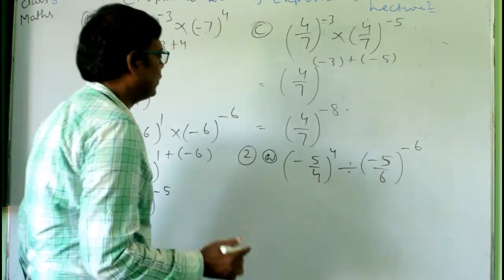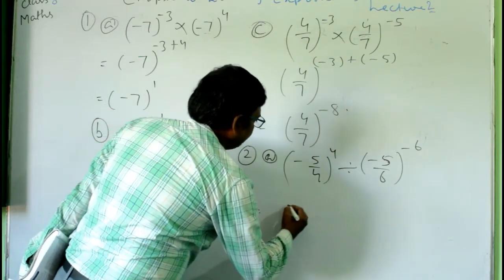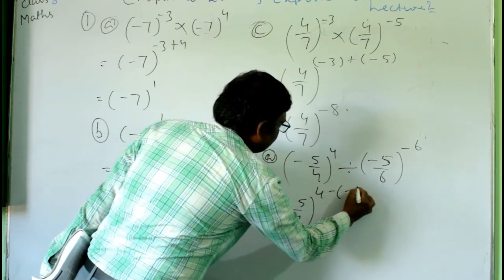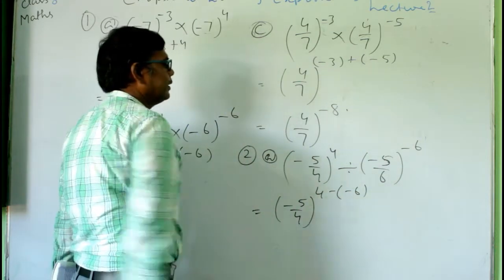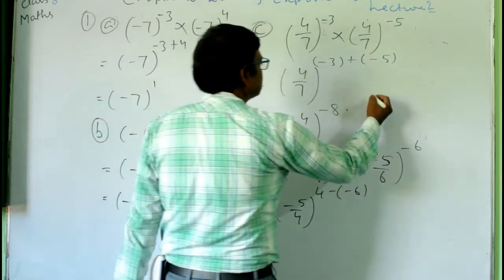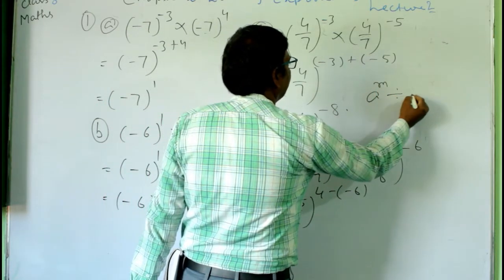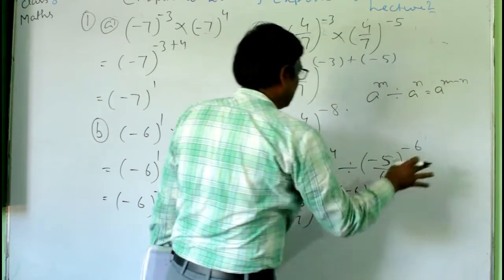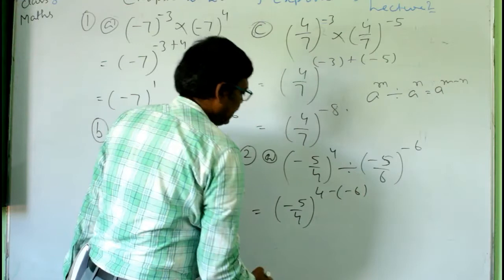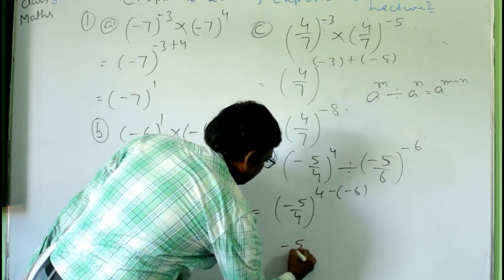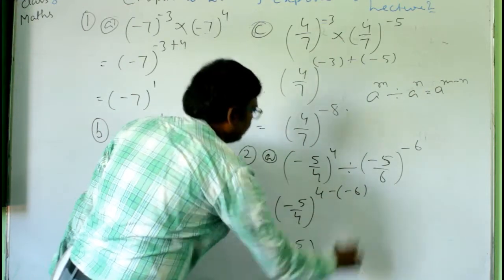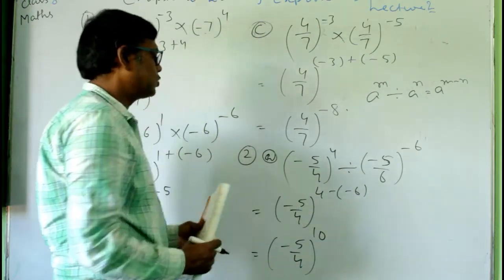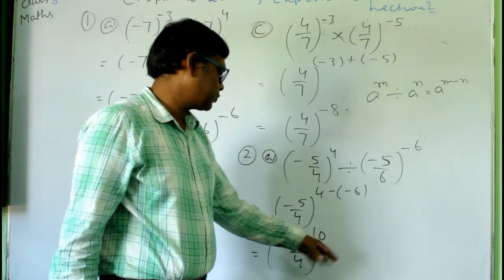Again use the formula. It will be minus 5 by 4 to the power 4 minus minus 6, because there is a division here. Remember the formula: a to the power m divided by a to the power n equals a to the power m minus n. According to this formula, minus 5 by 4 to the power 4 plus 6, which is 10. So this is the answer, because this exponent 10 is positive.